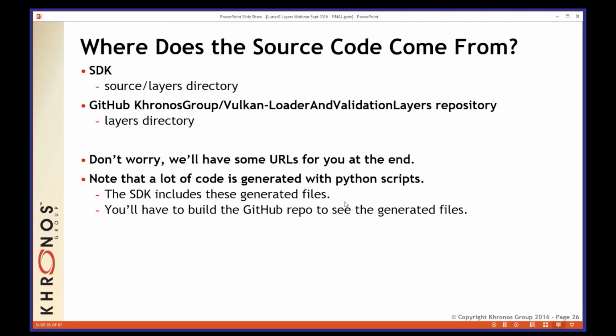One thing to keep in mind about a lot of this validation code is that it is generated with Python scripts. A lot of that's done for convenience, because it's tedious to write out code for every API call. Also, there's a lot of information in the XML representation of the specification, which is leveraged to generate code as much as possible. The downside is that you need to run something to generate those files. In the case of the SDK, LunarG has generated those files for you, and they are part of the SDK. But if you're looking at the GitHub repo and want to look at the generated files, which you'll have to do very shortly, you'll have to actually build the repo, or at least run the Python scripts for it.